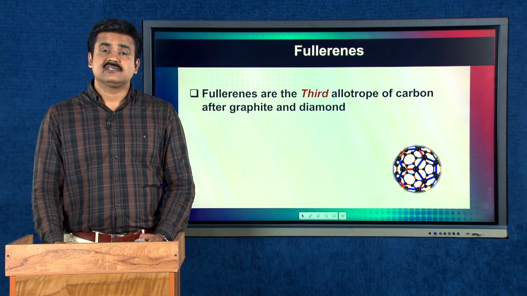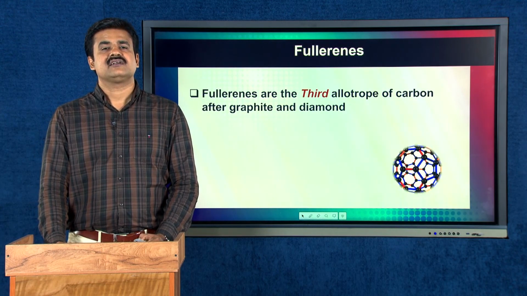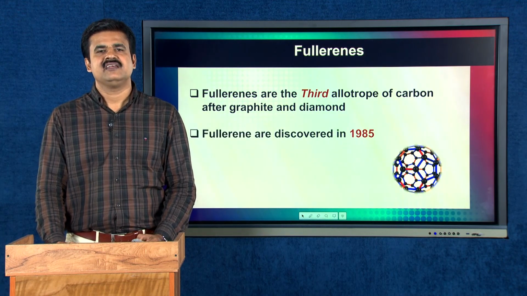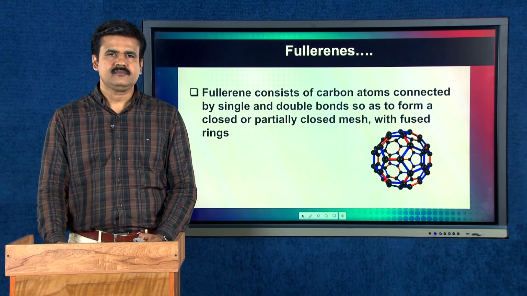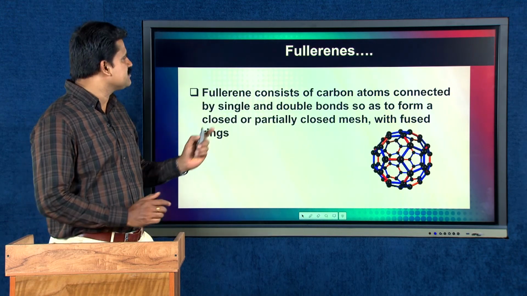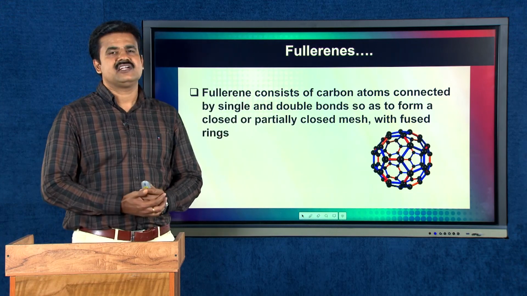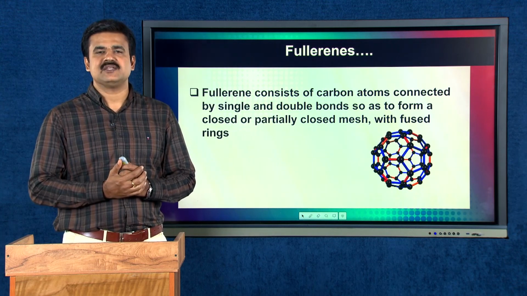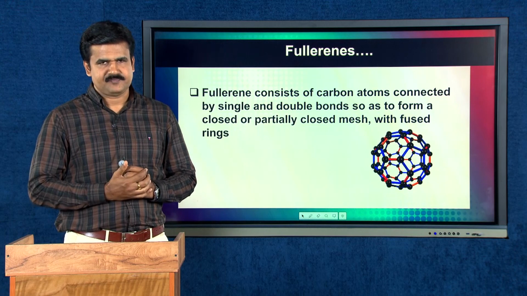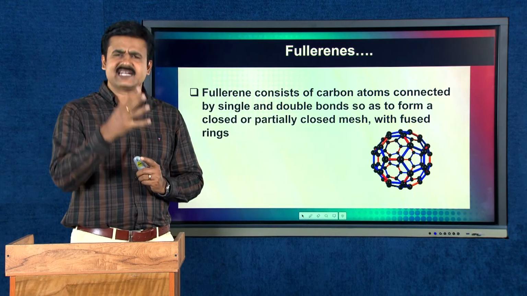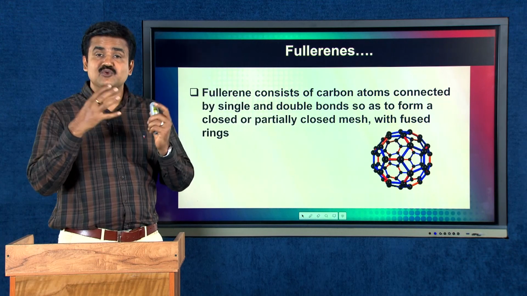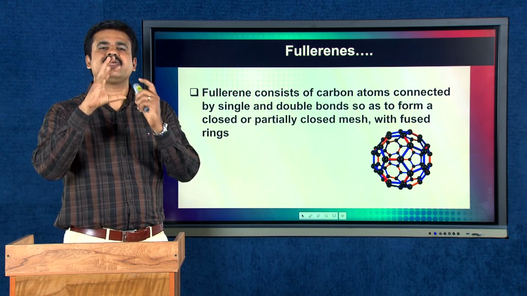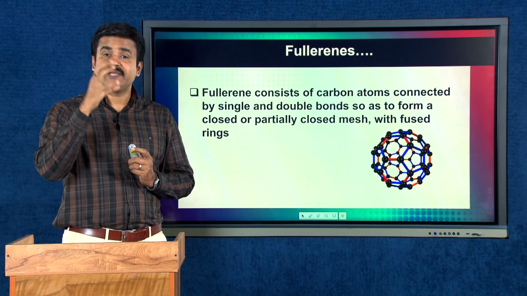Fullerenes are the third allotrope of carbon after graphite and diamond. Fullerenes were discovered in the year 1985. Fullerene consists of carbon atoms connected by single and double bonds so as to form a closed or partially closed mesh with fused rings. Here it is very clear that there are so many rings, and these rings are fused together to get a spherical, hollow, mesh-type arrangement.